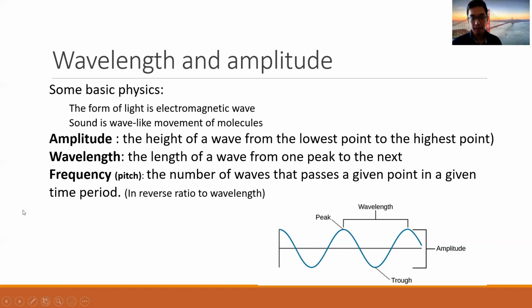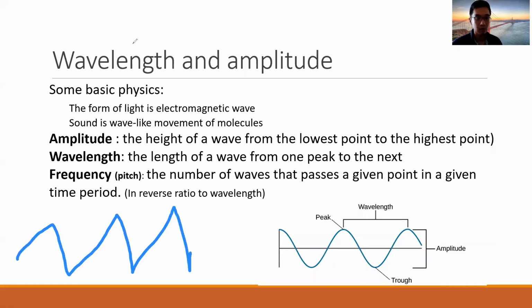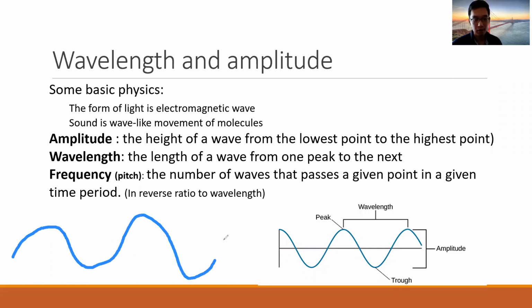So in a wave, we can see the picture on the bottom. The wave is like this. It's not really like this, but the wave is like this shape. And here we can see that there is the peak here. Here's the bottom. So the amplitude is the height of the wave from the lowest point to the highest. From lowest point to the highest, that's the amplitude.